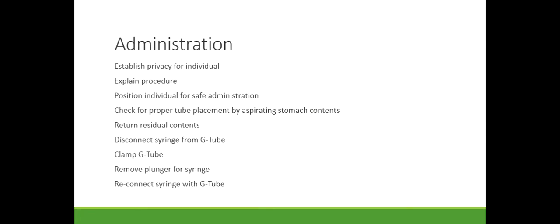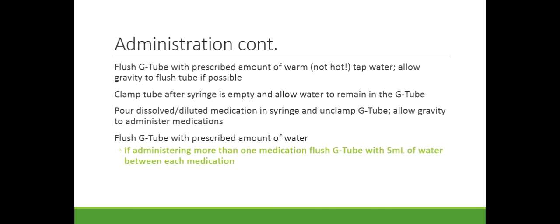Establish privacy for the individual, explain the procedure, position the individual for safe administration, check for proper tube placement by aspirating stomach contents, which we covered earlier, and return the residual contents. You're going to disconnect the syringe from the G-tube, clamp the G-tube, remove the plunger from the syringe, and then reconnect the syringe without the plunger to the G-tube.